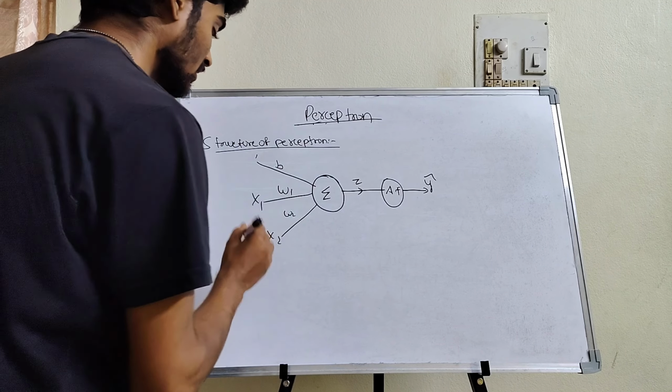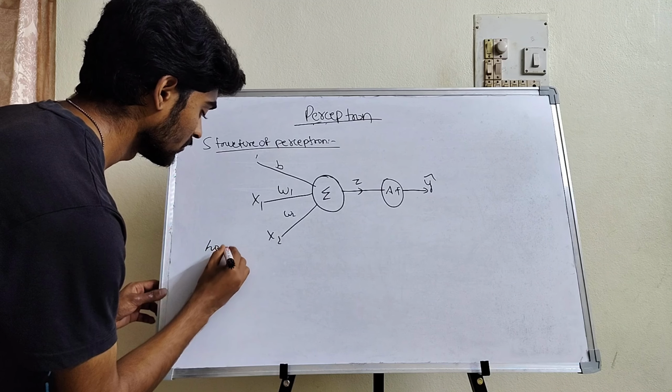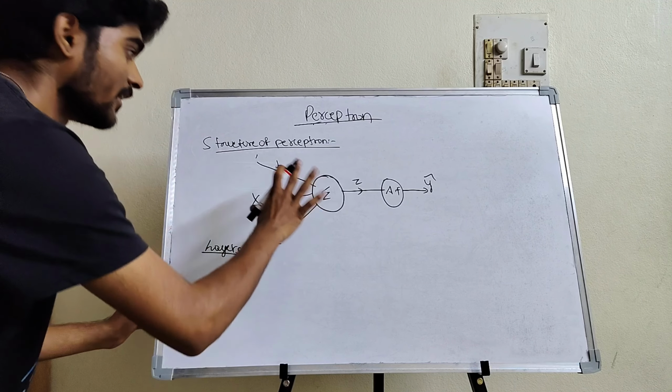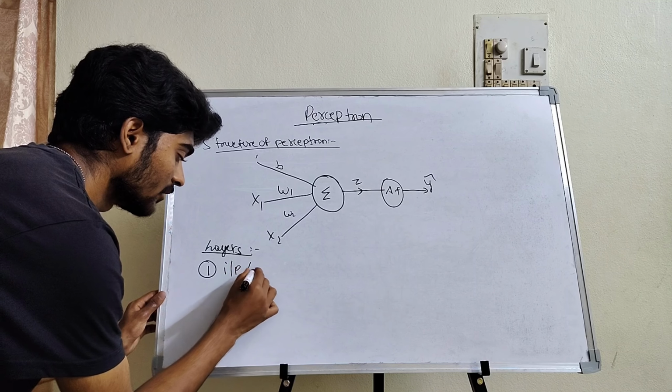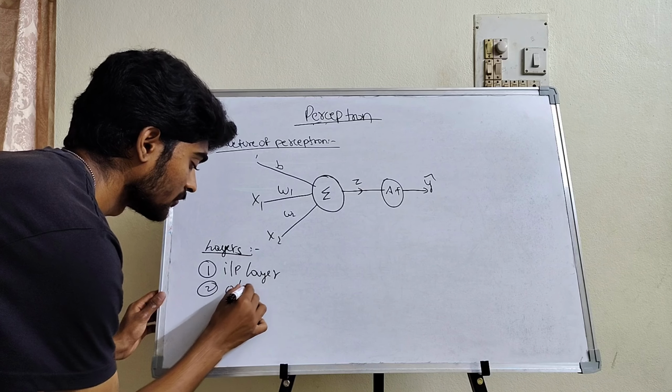First, let's see what layers are present here. Okay, we have two layers in a perceptron. One is the input layer and the other is the output layer.